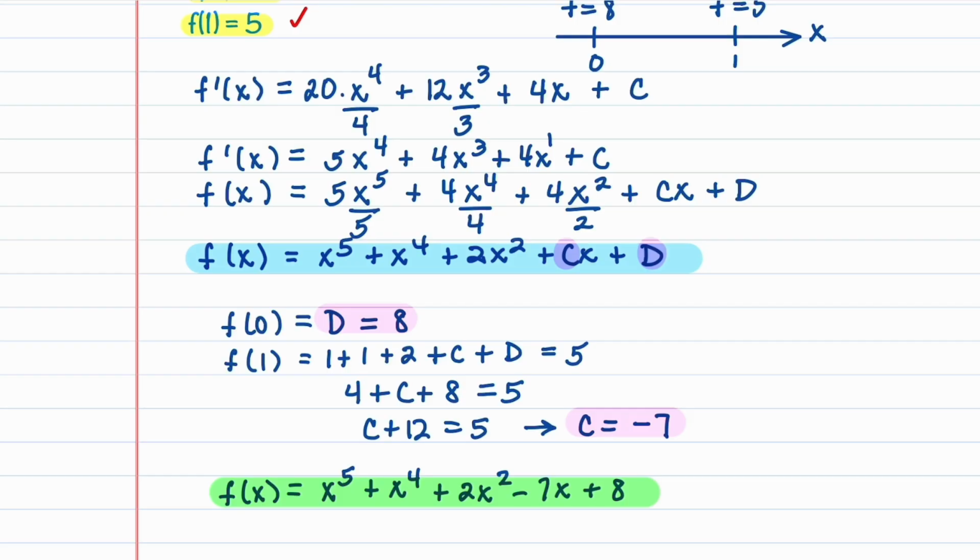And then you can check it even further by taking two derivatives, and you can see that you get 20x cubed plus 12x squared plus 4.